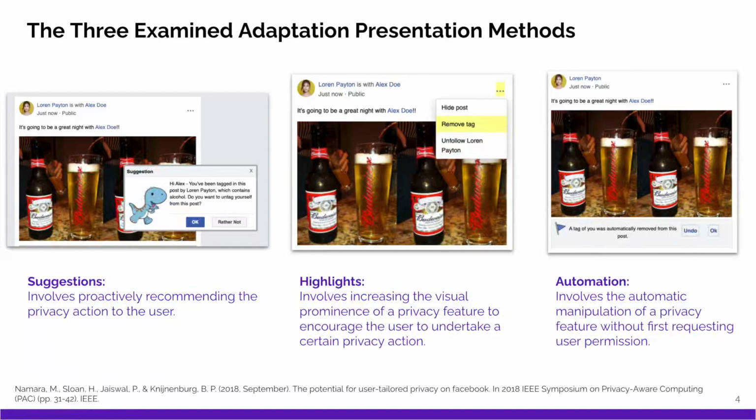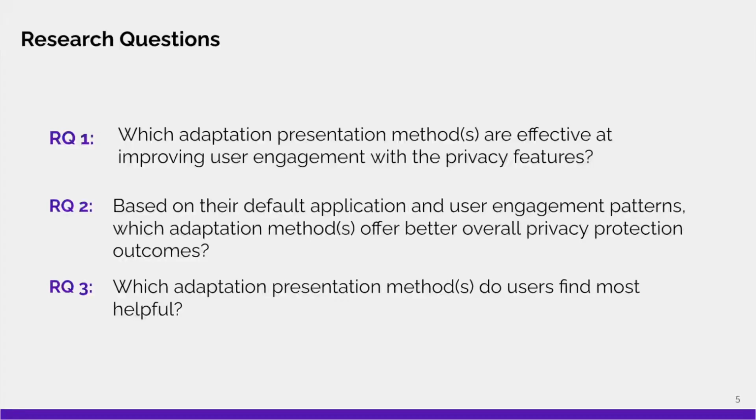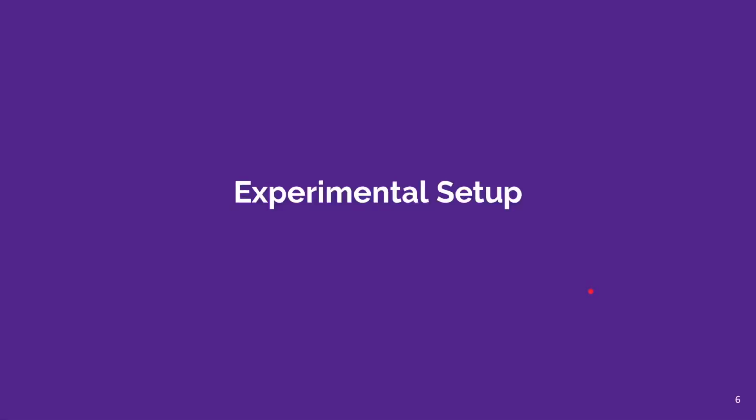Now, inspired by this work, we really wanted to examine 3 research questions. Number 1 being, which of these 3 adaptation presentation methods proposed by prior work are really effective at improving user engagement with the privacy features? Number 2, based on their default application and user engagement patterns, which adaptation presentation methods offer better overall privacy protection outcomes? And number 3, which adaptation presentation method would users find most helpful? To do this, we set up an experiment that helped us answer these research questions.